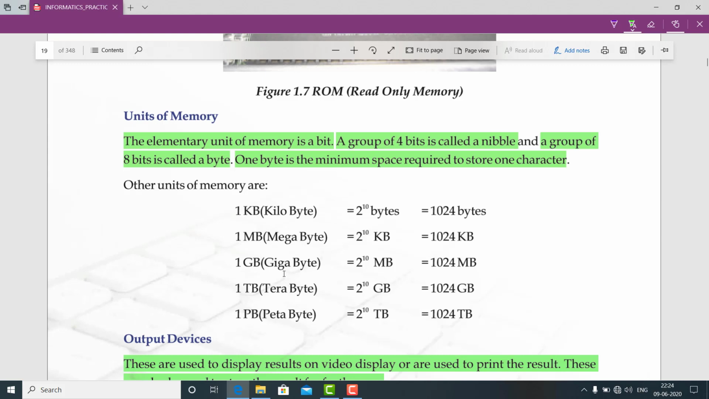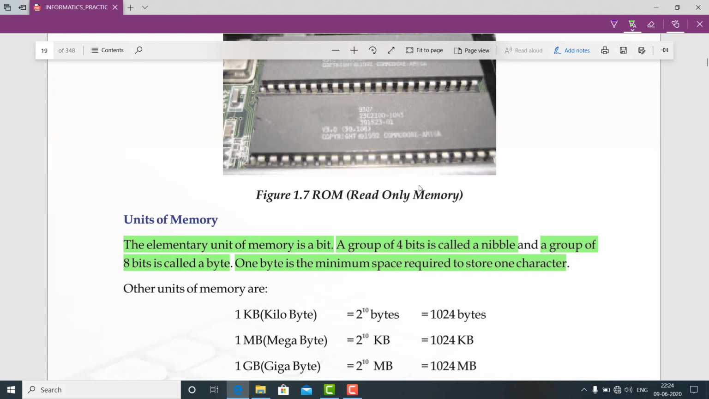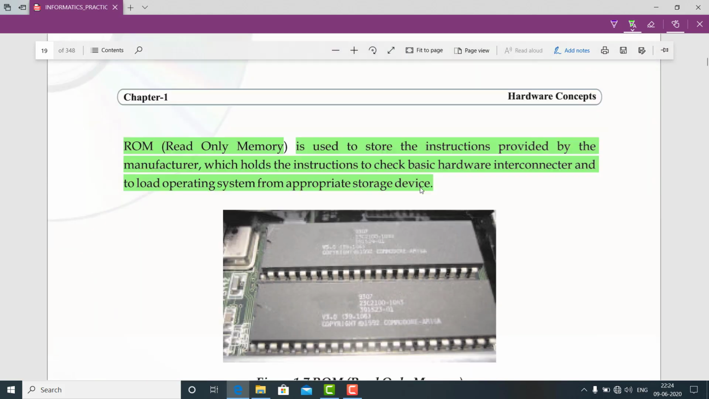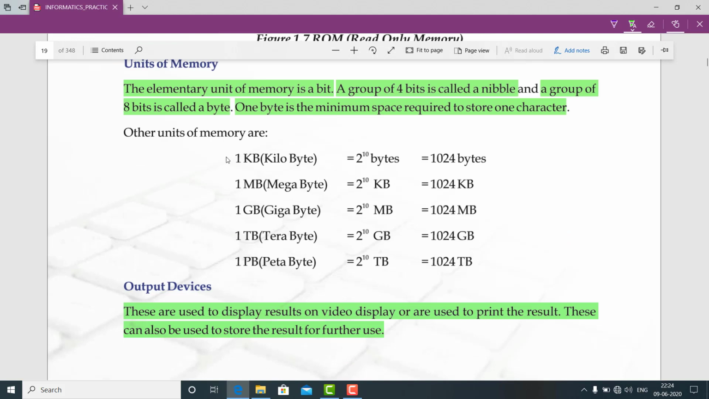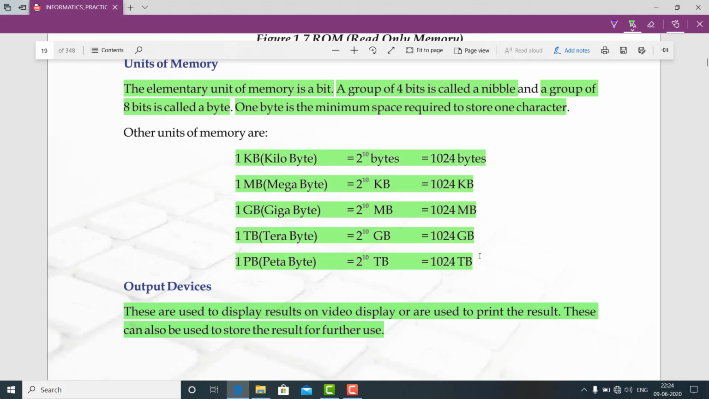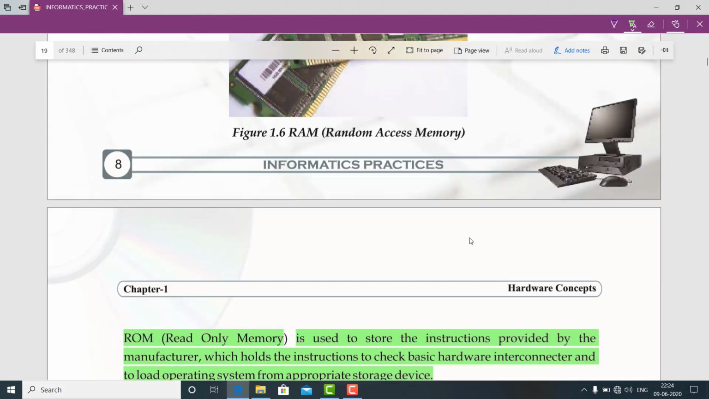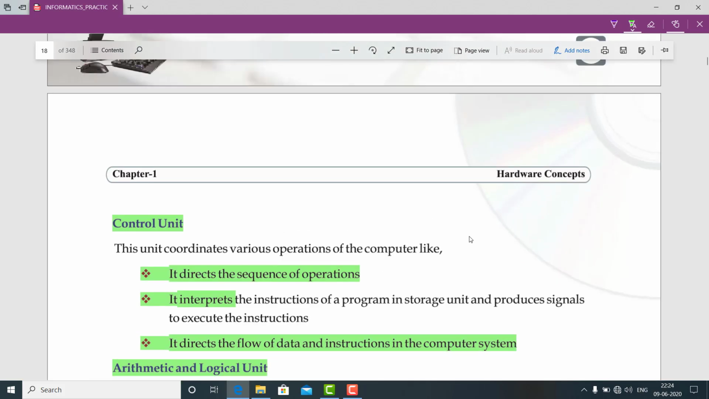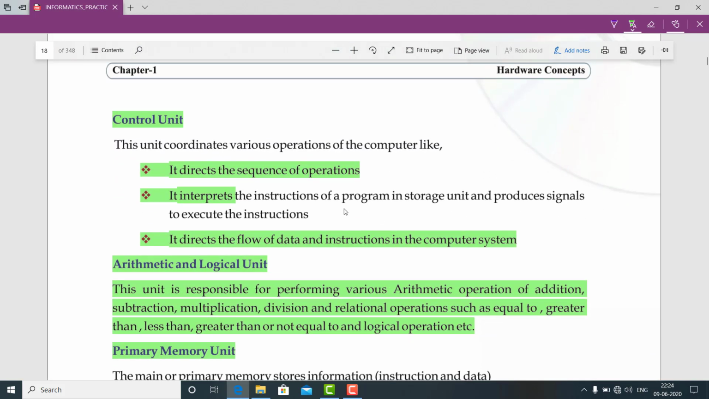So all the students, you note down all these highlighted texts. You also note down these units. Clear? And read them out.